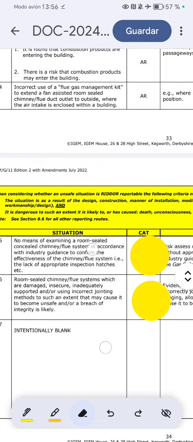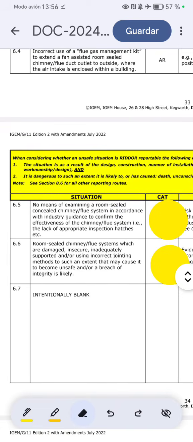Okay, 6.5. One more wrong and I think I'm dead. Man. 6.5. No means of examining a room sealed, concealed chimney/flue system in accordance with the industry guidance to confirm the effectiveness of the chimney/flue system, i.e. the lack of appropriate inspection has at risk. Because you can't tell that it's leaking.